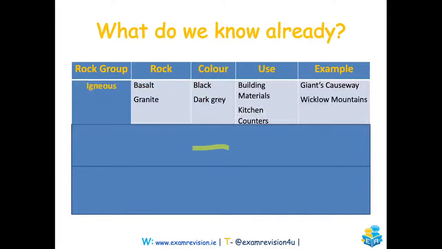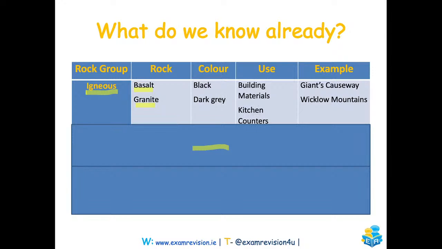What do we know already? So we know there's three different types of rocks. From Junior Cert, you would have known that there's igneous, sedimentary, and metamorphic. For igneous rocks, we've got basalt and granite. Basalt is a black colour, granite is dark grey. Basalt is used in building materials, and an example would be the Giant's Causeway.